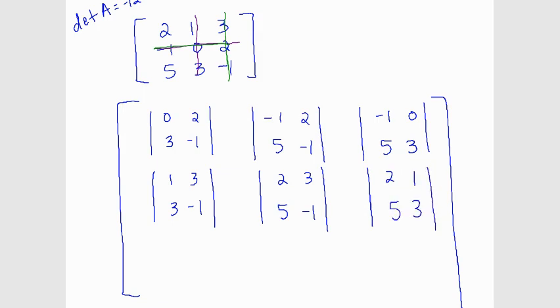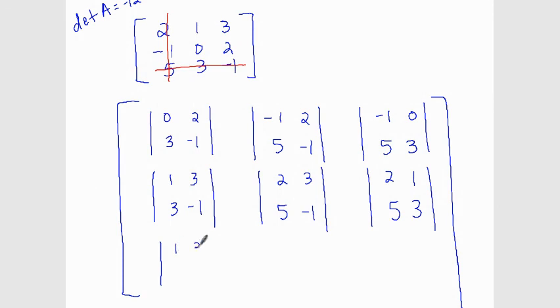And then one more time, allow me to clean up. Now we're going to do this last row. So we've got the 2 by 2 determinant of 1, 3, 0, 2.